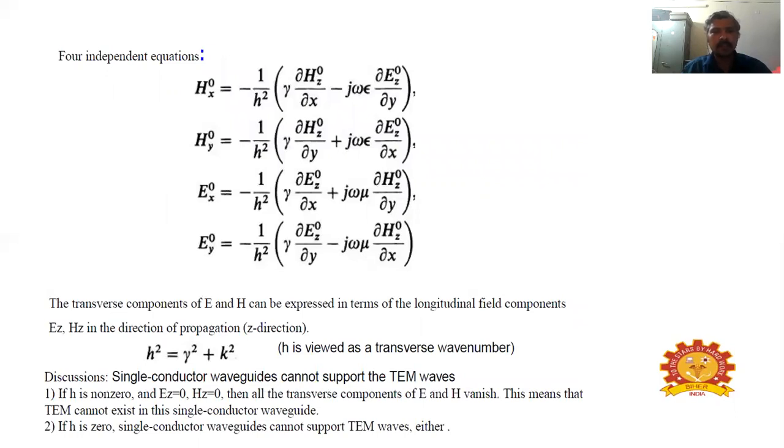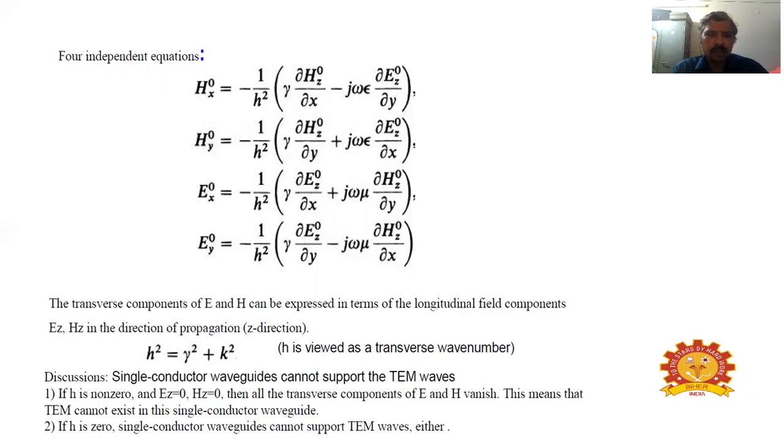Hx is equal to minus 1 by h squared into gamma dou Hz by dou x minus j omega epsilon into dou Ez by dou y. The second one, Hy, is equal to minus 1 by h squared into gamma dou Hz by dou y plus j omega epsilon into dou Ez by dou x. The next equation, Ex, is equal to minus 1 by h squared into gamma dou Ez by dou x plus j omega mu into dou Hz by dou y. And the next one, Ey, is equal to minus 1 by h squared into gamma dou Ez by dou y minus j omega mu into dou Hz by dou x. So these are the four independent equations.